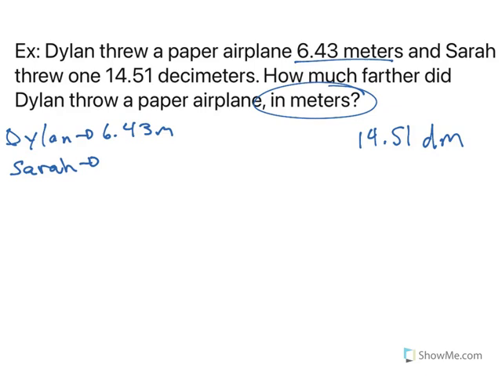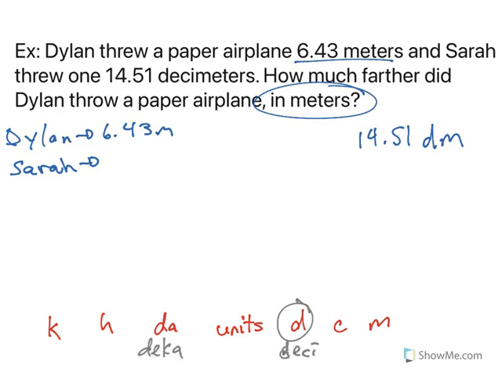Well, think about your scale, right? So if we have units in the middle, and then we go decimeter, centimeter, millimeter, read that way, and on this side we have decameter, hectometer, kilometer. Okay, so I'm going from decimeter, right? This is deci, and we're going to meter. So we're going left 1 unit. So I take my decimal and I go left 1 unit. So this is the same as 1.451 meters. Okay, so Sarah is 1.451 meters.